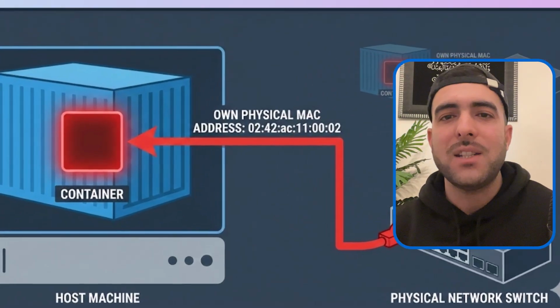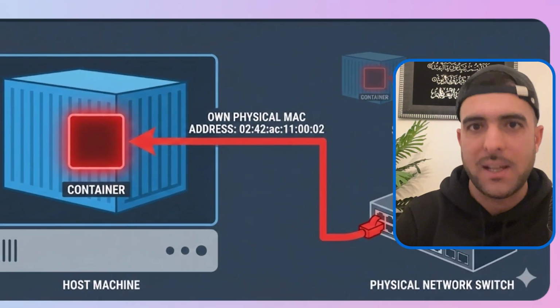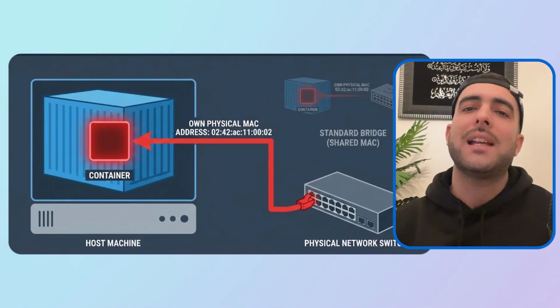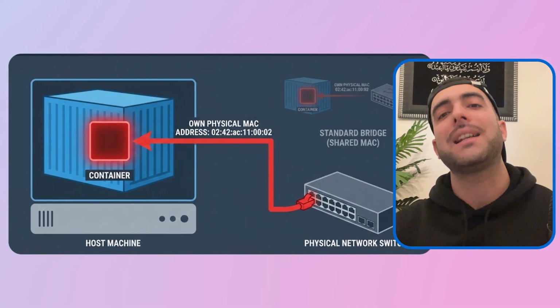Macvlan gives your container its own physical MAC address. So to your router, the container looks like a real physical laptop plugged into the wall. So you use this when you're dealing with legacy apps that require being on the same subnet as the physical hardware. Now, when things go south, don't just restart the container.